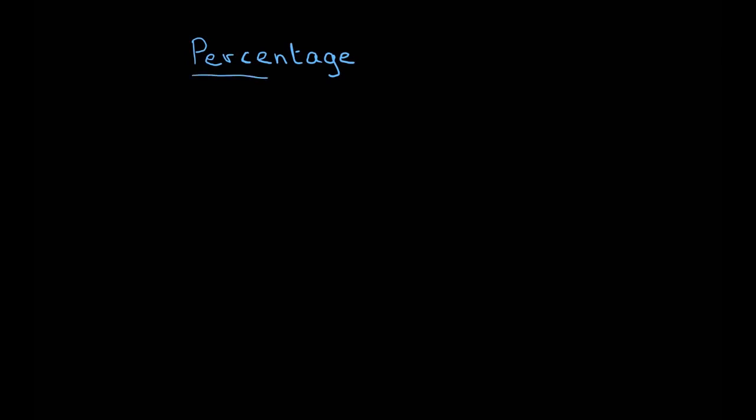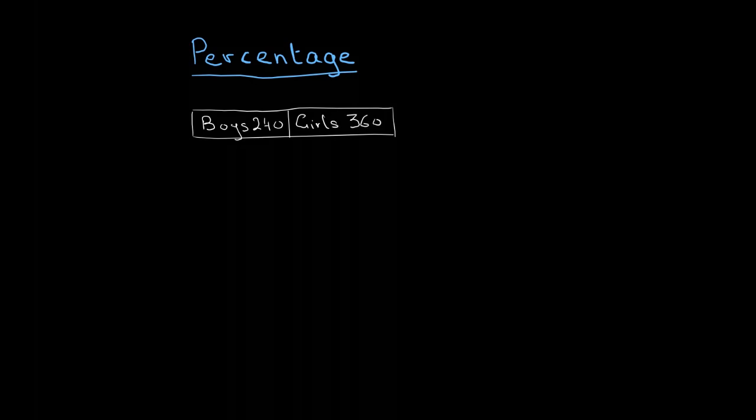So let's introduce the idea of percentage. Let's imagine that you have some number of boys and girls in a class or in a school. So here's a school, and these are the number of boys. The number of boys is 240, and the number of girls is 360. So that means the total number of children is 600.